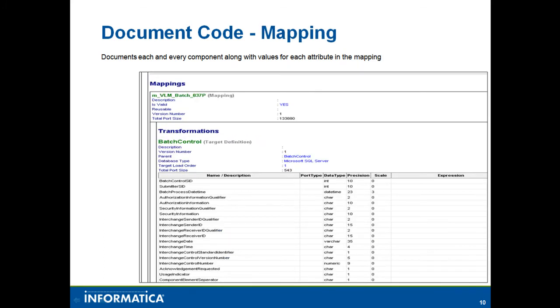Similarly for mapping, this will go through all the mappings based on the workflow. The workflow is the high level parent. Within that you'll have multiple sessions. Each session is linked to a mapping. So depending on however many mappings you have associated with that workflow, they all will get documented in a nice HTML report, along with any reusable transformations and mapplets, and all the values associated with that transformation will be shown in a nice HTML report here.